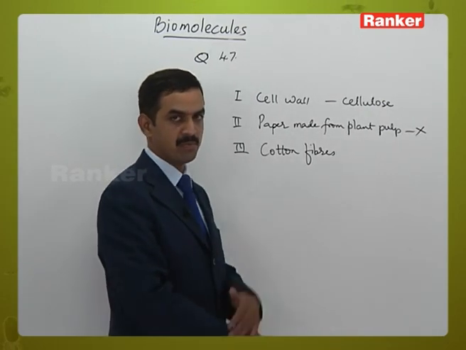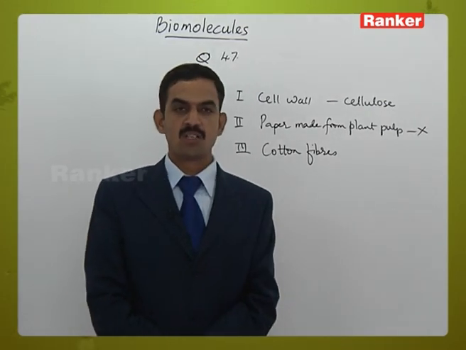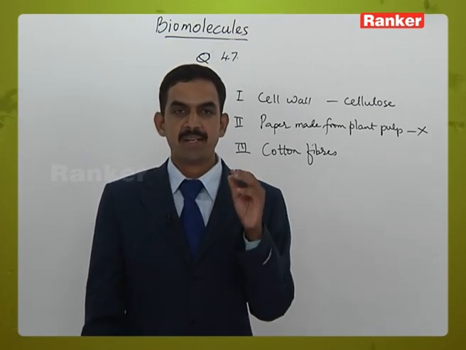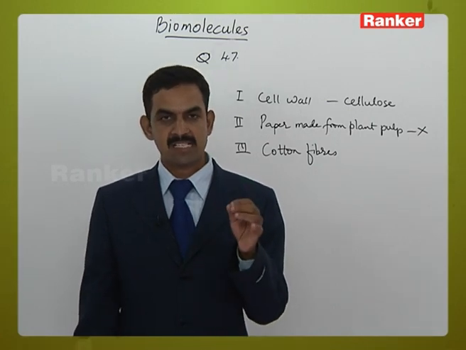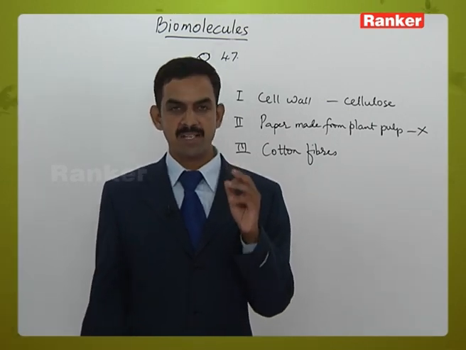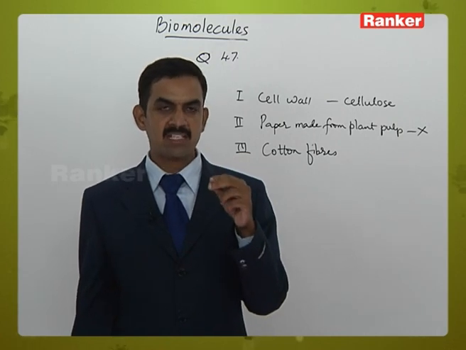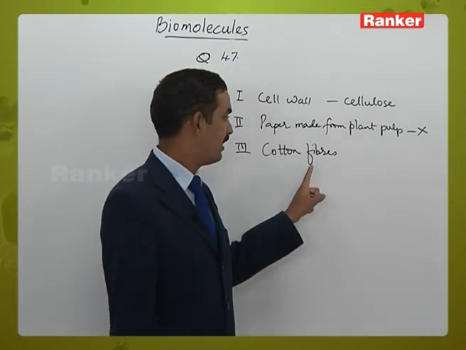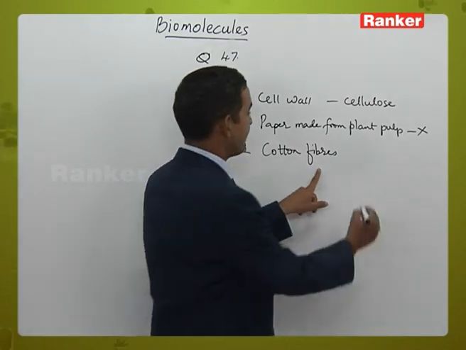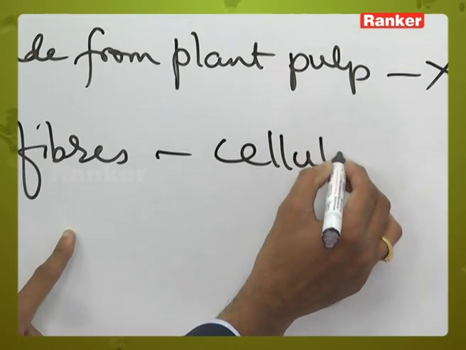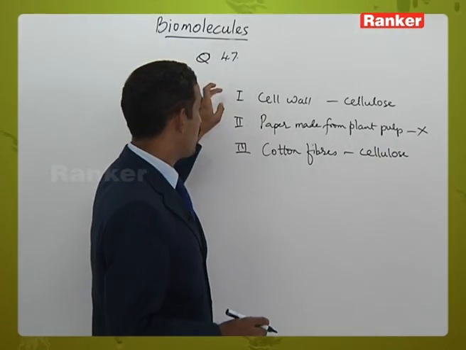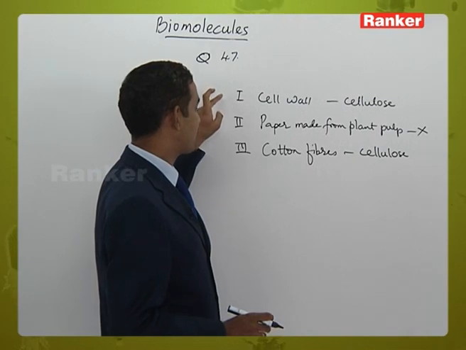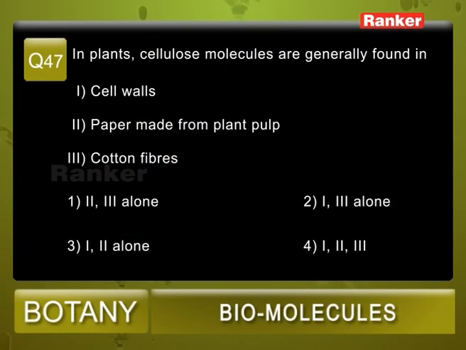Then cotton fibers. So here we know that the cotton seeds will produce some epidermal hairs. Those hairs are called cotton fibers, and as these are the extensions of the epidermis, the cell wall which is present in the epidermal cells is present in the cotton fibers also. That's the reason why the cotton fibers are also made up of cellulose material. So from the given options, we can say that cellulose is present in the plant parts like cell wall and the cotton fibers. So question number 47, the correct answer is 2.